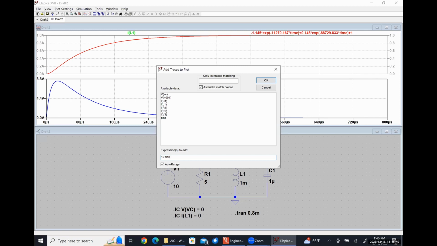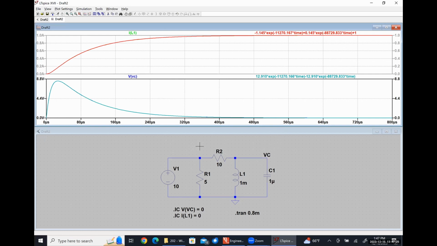12.910 multiplied by the exponential of negative 11,270.166 times time, minus 12.910 multiplied by the exponential of negative 88,729.833 times time. And this greenish blue curve completely overlapped our original blue curve, so it means that our voltage expression was also correct.